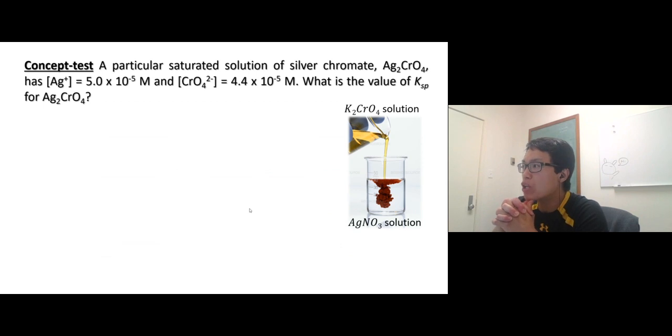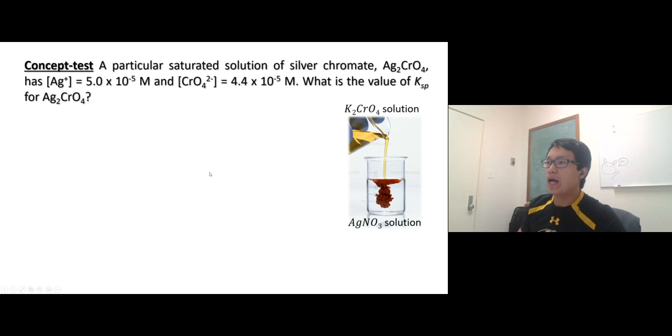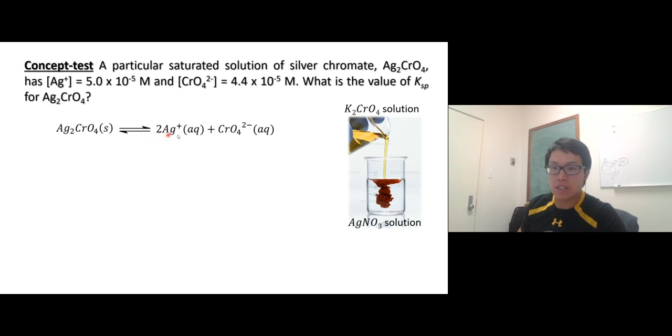A particular saturated solution of silver chromate has a given concentration of silver and a given concentration of chromate. What is the value of Ksp? Well, write out the dissolving equilibrium first. So we have silver chromate, which looks like that. It dissociates into silver ion and chromate ion, with a 2 on the silver.